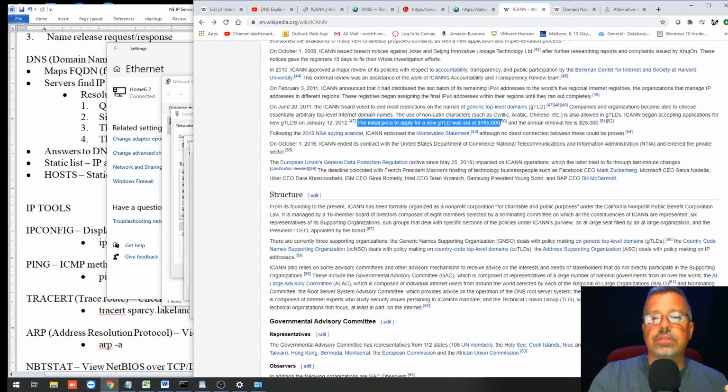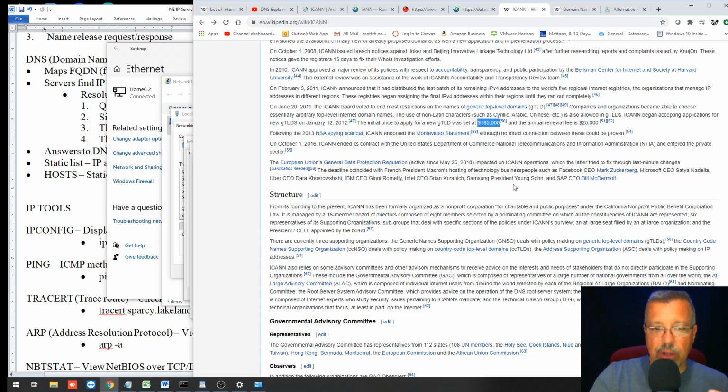The initial price to apply for a new generic TLD is $185,000. The renewal fee is $25,000. So if you want to plop down $185,000, that's the application fee. That was not the price of it. That was the price to apply. And then if nobody objected, you got it. So companies then started coming up with all kinds of things.